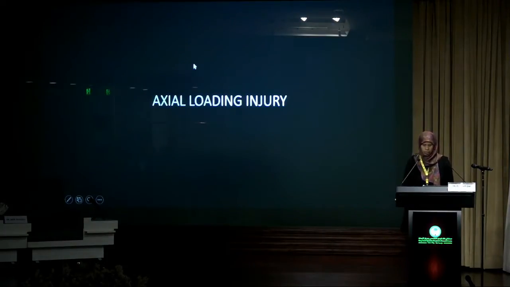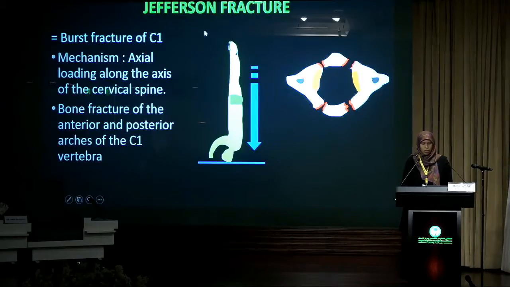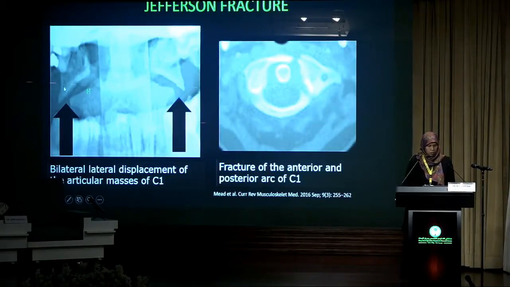Now we move to axial loading injury. The common trauma is a diffusion fracture, the same as a burst fracture of C1. The mechanism is axial loading along the axis of the cervical spine. Then it will result in bone fracture of the anterior and posterior arc of the C1 vertebra. In this open mouth radiograph, we can see that there is bilateral lateral displacement of the articular masses of C1, giving the appearance of an overhanging margin. And in the axial CT, there is a fracture of the anterior and posterior arc of C1.